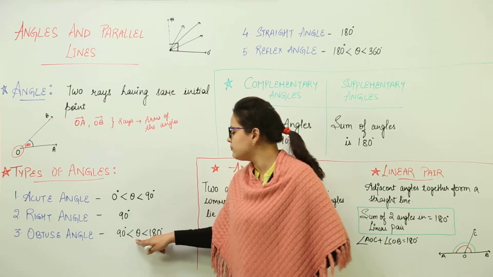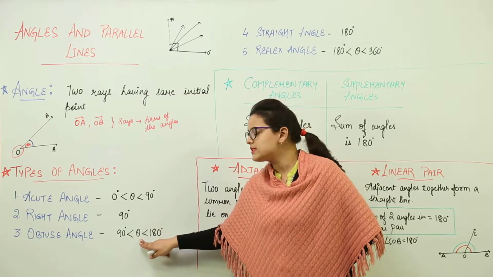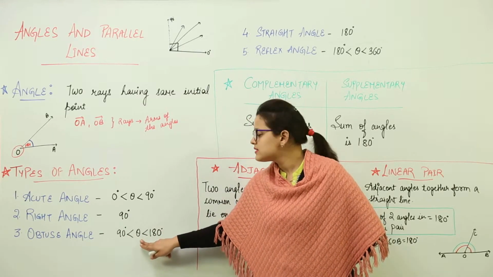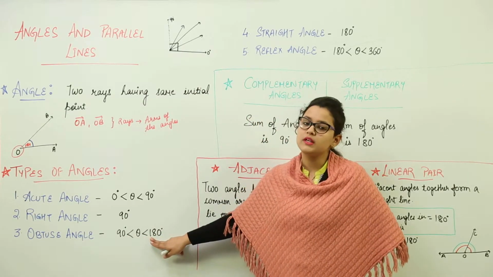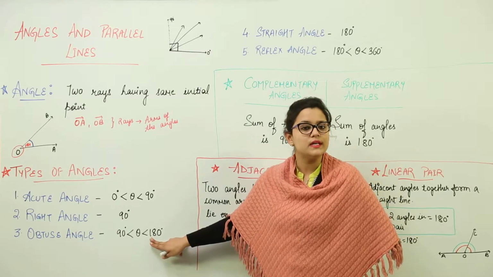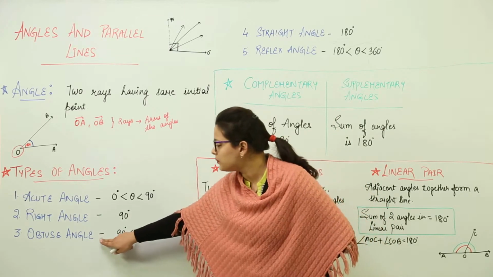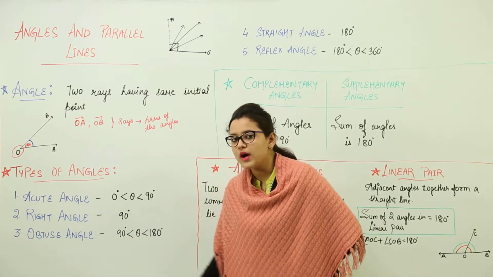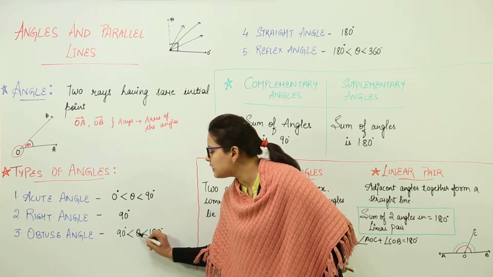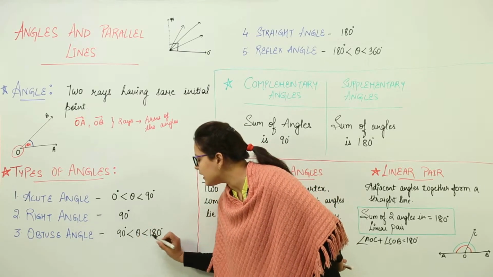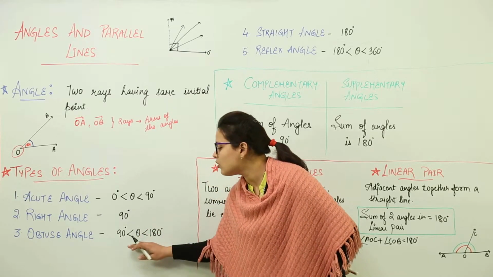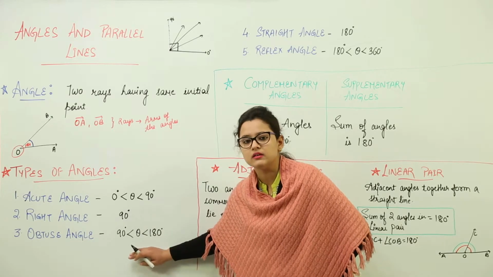Then you can have other examples like 160. 160 is going to lie in between 90 and 180, so 160 is an obtuse angle. Similarly, you can have 170, 175, 179. But what about 180? Is 180 an obtuse angle? No. Why? Because obtuse angles lie between 90 and 180, which means we are not including 90 and 180 here.